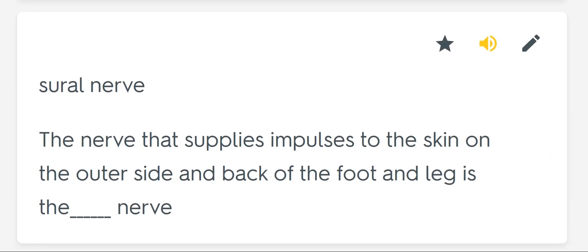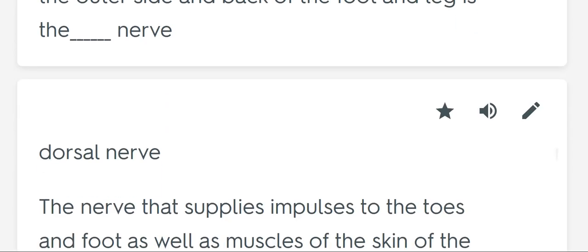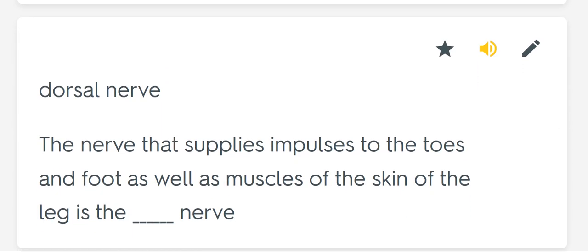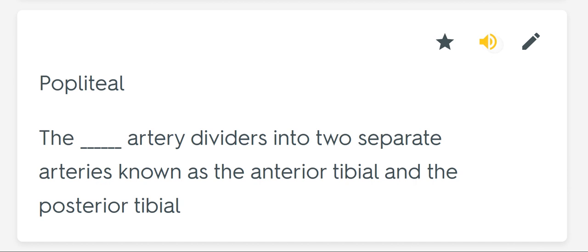Sural nerve. The nerve that supplies impulses to the skin on the outer side and back of the foot and leg is the nerve. Dorsal nerve. The nerve that supplies impulses to the toes and foot as well as muscles of the skin of the leg is the blank nerve. Popliteal. The blank artery divides into two separate arteries known as the anterior tibial and the posterior tibial.